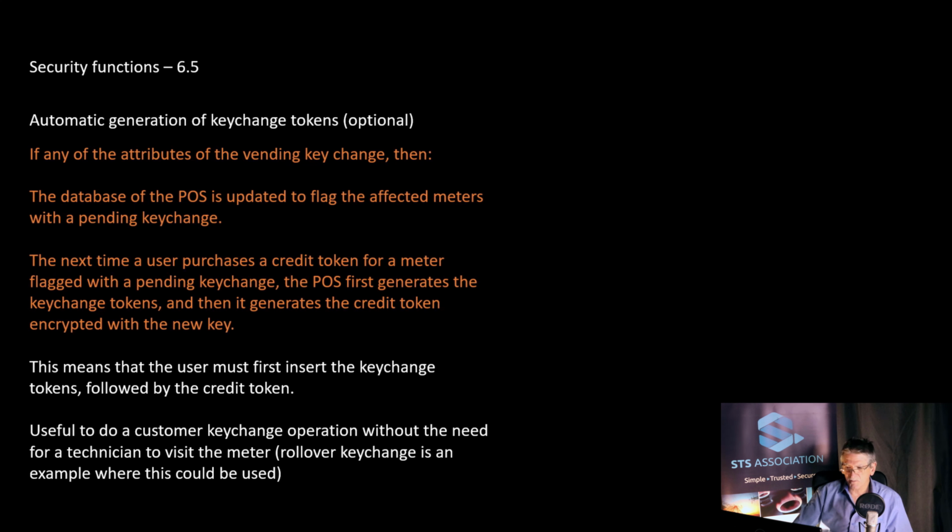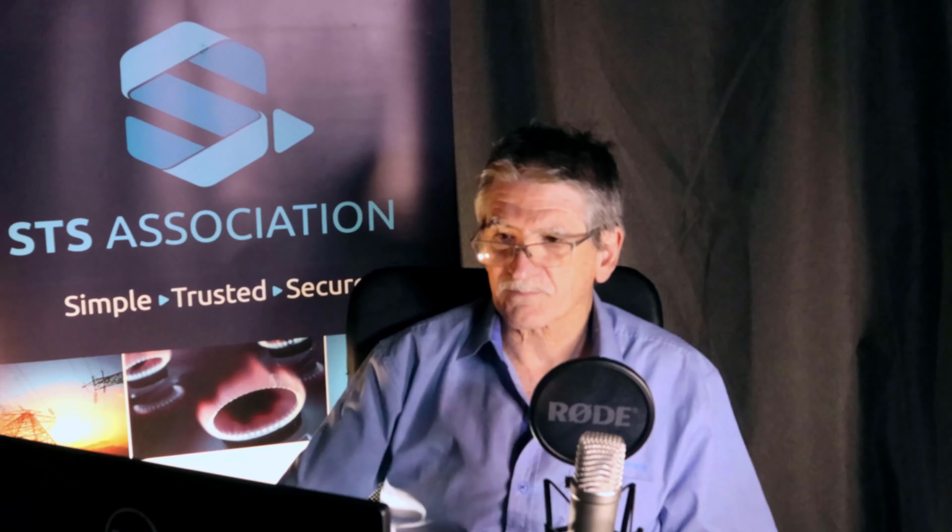What this does is it forces the key change token to be entered before the credit token, because if he enters a credit token without the key change set, the token will not be accepted in the meter because it's still on the old key, and the credit token has been generated on the new key. This is useful to do a customer key change operation without the need for a technician to visit the meter. Rollover key change is an example of where this could be used.